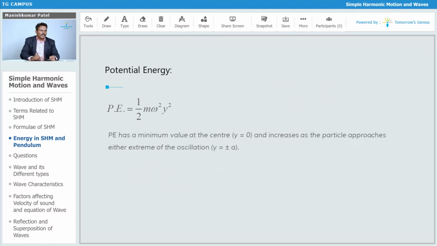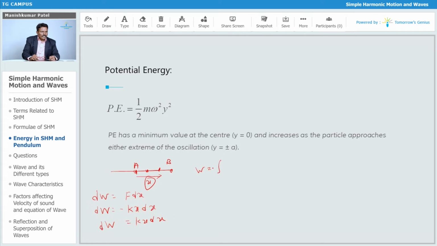Now to get the expression for the potential energy, we know that to displace the particle from one position to another position, there is a displacement x, so we have to do some work. So work done is equal to force into displacement. This is nothing but, obviously, minus kx into dx. Since it is a restoring force, both of them are opposite to each other. dW is equal to kx dx.